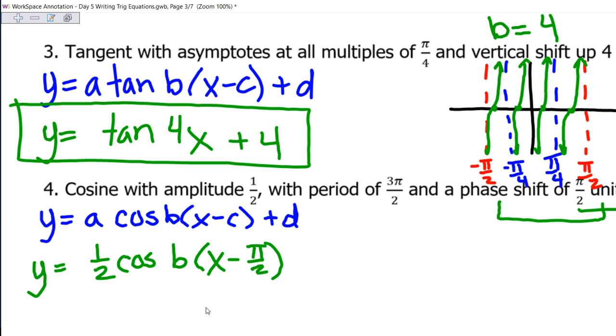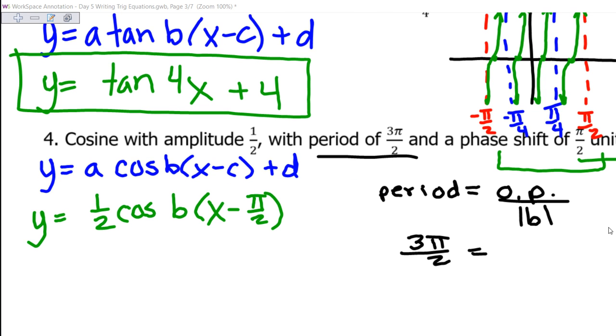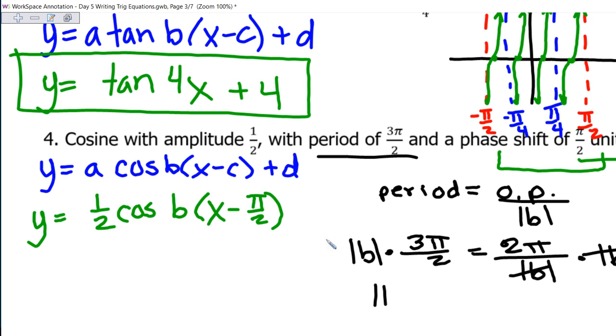Now solving for b, use the period formula. The period equals original period divided by the absolute value of b. They told us that the period is 3 pi over 2. What is the normal period length for cosine? 2 pi, divided by the absolute value of b. Multiply both sides by the absolute value of b. So that gives me absolute value of b times 3 pi over 2 is equal to 2 pi.